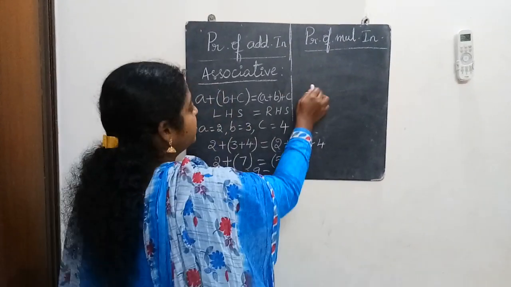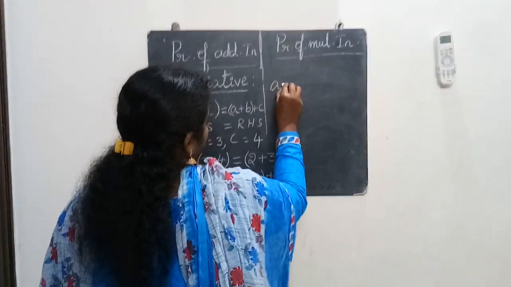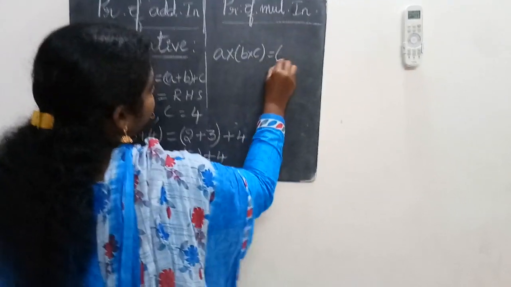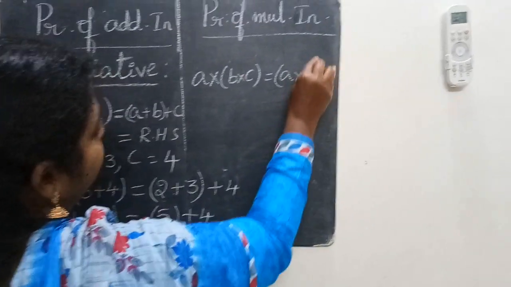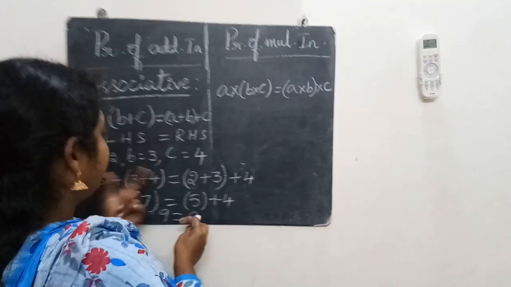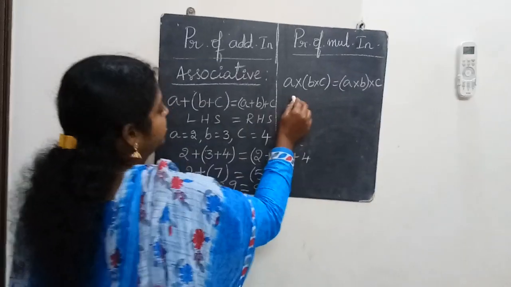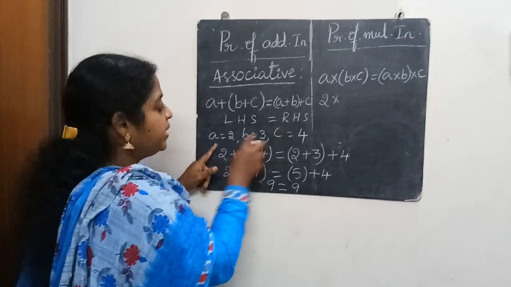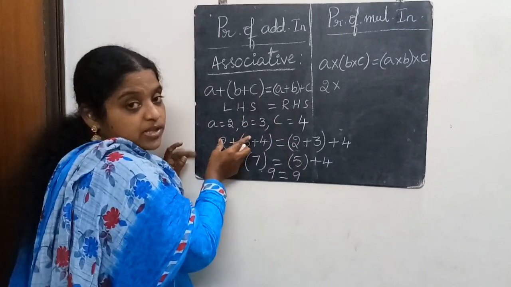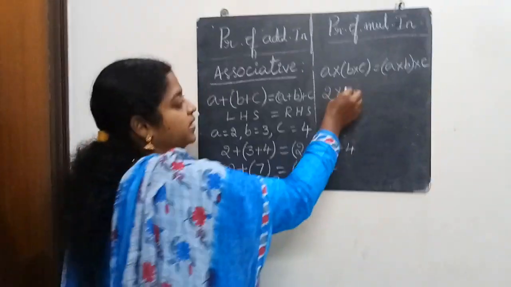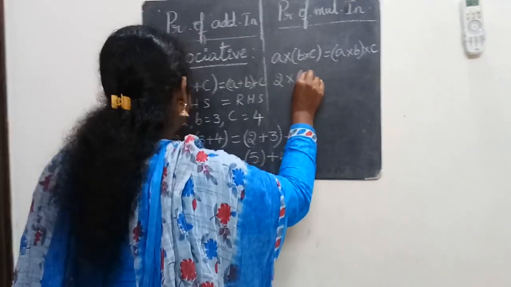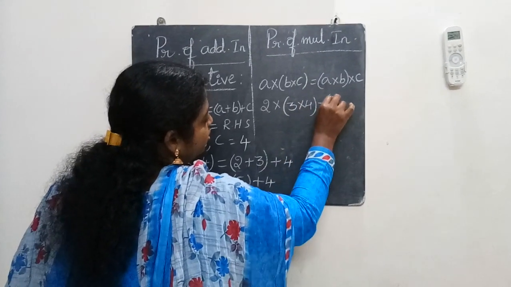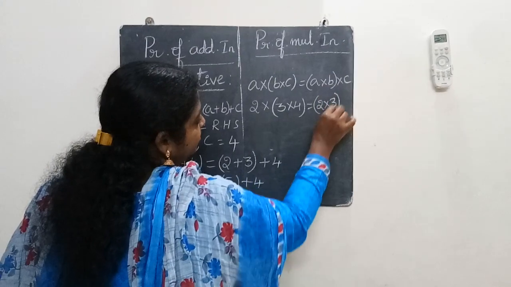So same thing in multiplication. A into B into C is equal to A into B into C. Okay, same values. Shall we take the same values? A is 2, B is 3 and C is 4. Substitute the A, B, C values in this. B and C here. B means 3 and C is 4, is equal to 2 into 3 into 4.